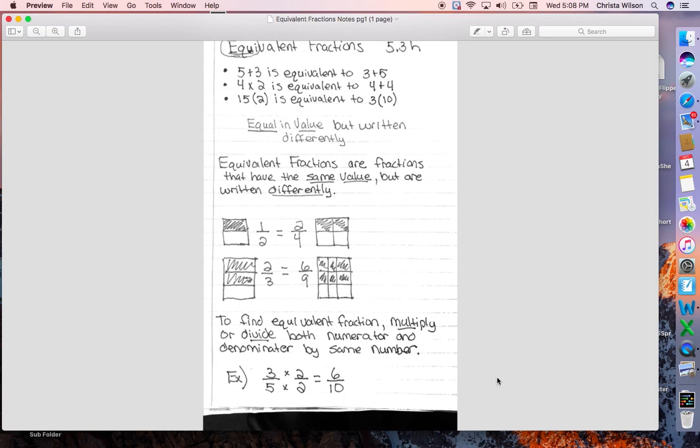Okay, there's page 2. So this was page 1 of your notes.